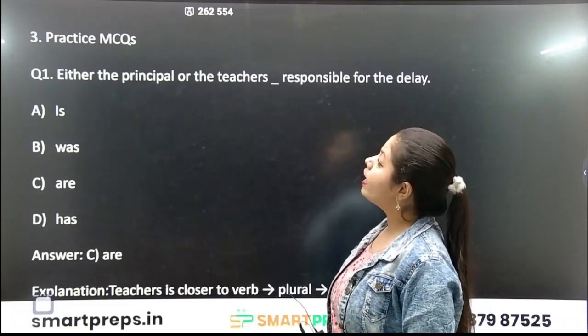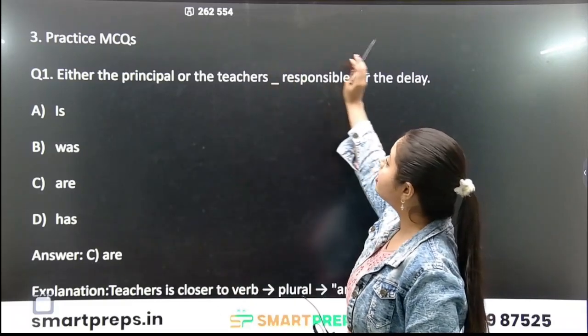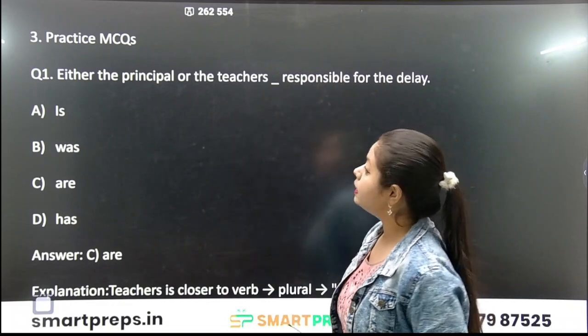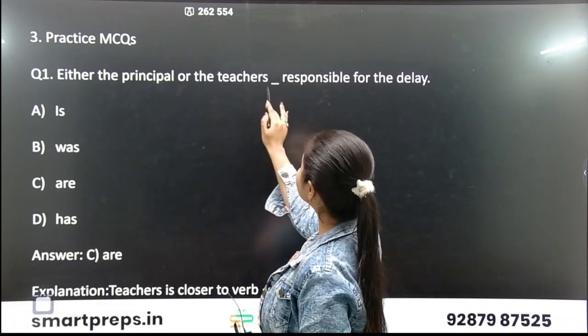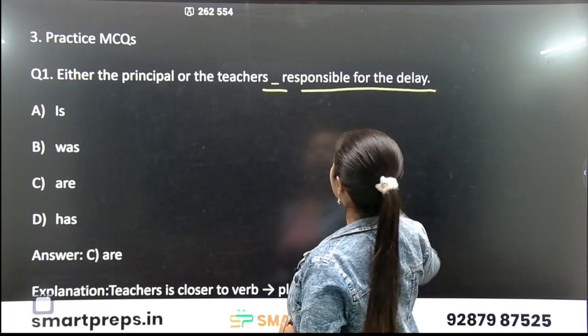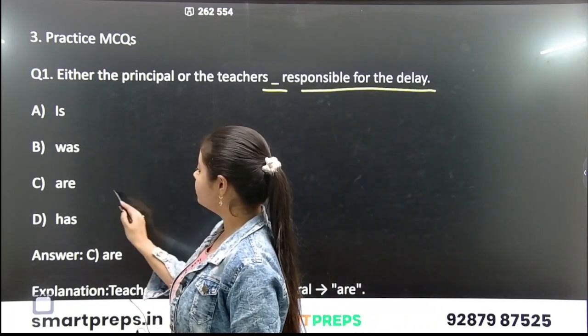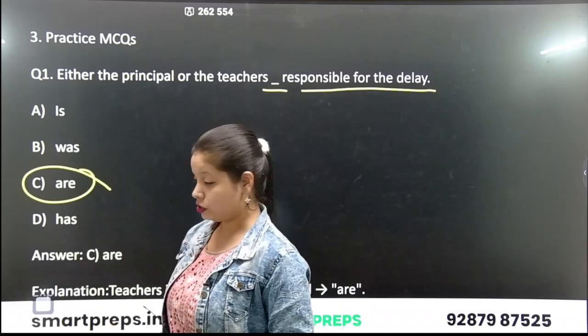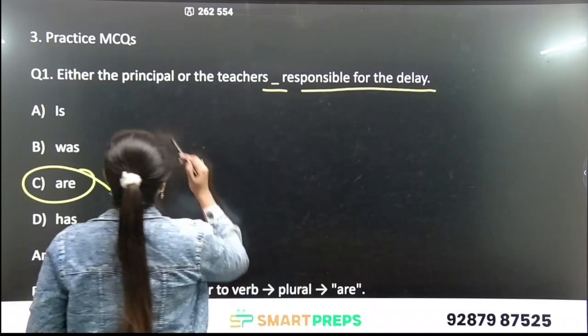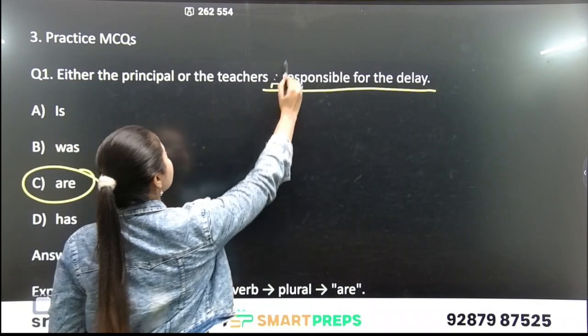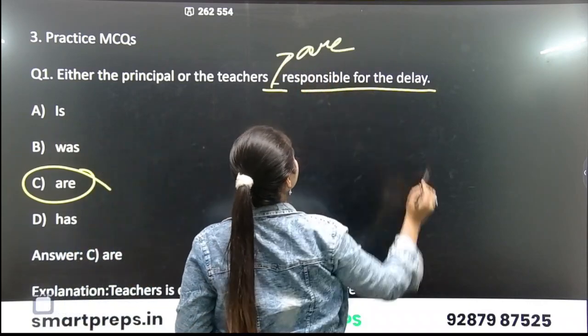Yes, so now let's execute it in our MCQs. Now see, either the principal or the teachers dash responsible for the delay. Here we have these options and C is the correct option. Why is C the correct option? Either the principal or the teachers are responsible for the delay.